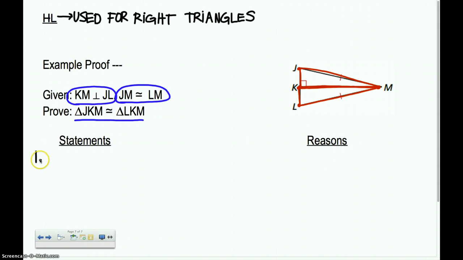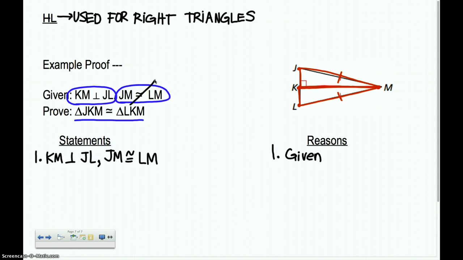Process is still the same. Let's start with the givens. KM perpendicular to JL. JM congruent to LM. It's given to us. And in fact, one of the things that's given is something we can mark off right away. JM and LM are congruent. They are the hypotenuses of our two triangles.